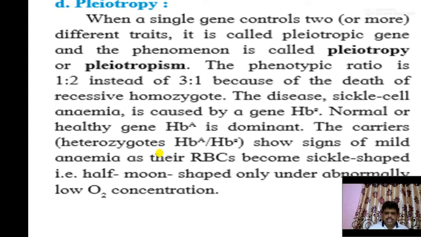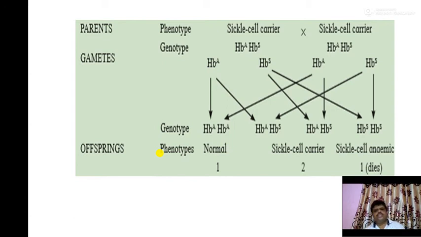Let us see the example of this pleiotropy. In sickle cell anemia, our RBC becomes sickle shaped or half moon shape due to the deficiency of oxygen. What happens actually in this particular cross, when the carrier female marries the carrier male? The gene responsible for sickle cell anemia is HBS, and the healthy gene is HBA.